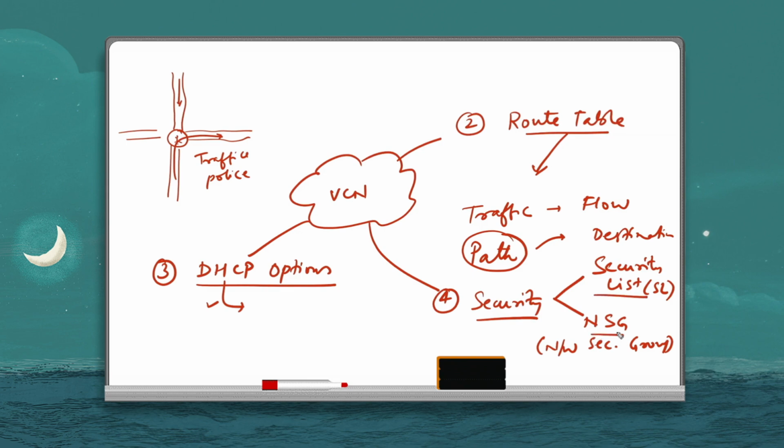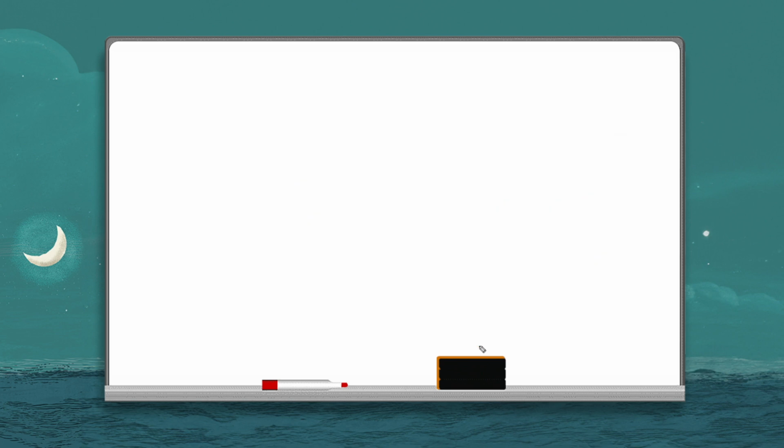Both security list and network security group define which traffic is allowed to come in and which traffic is allowed to go out. There are some differences between these 2, and one of the differences is that a security list is associated with a subnet and a network security group is associated with a virtual network interface card. As we proceed with the next lessons, we will look at each of these components in detail. So now let's move on to the slide deck.